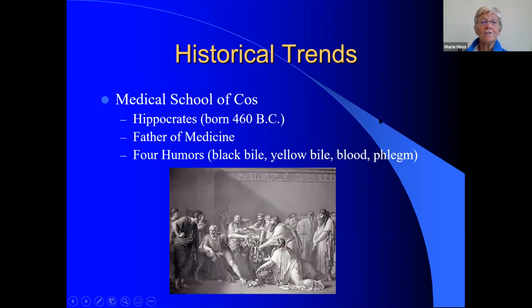Then we got into the medical schools. Hippocrates, father of medicine. He believed in the four humors: black bile, yellow bile, blood, and phlegm. He had a very primitive knowledge of anatomy and physiology. The black bile indicated earth. The yellow bile was fire. The blood was air, and the phlegm was water. So those were the four humors that he tried to treat people with, and those four humors were associated with diseases.